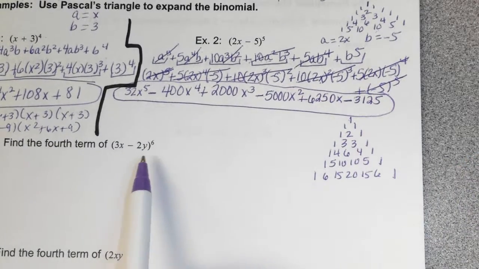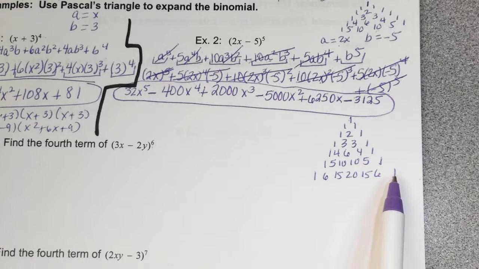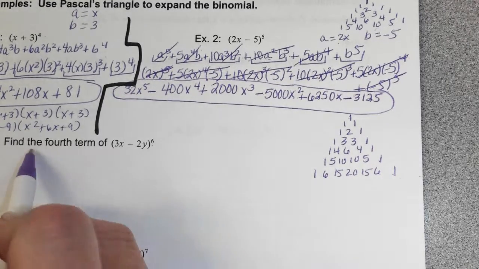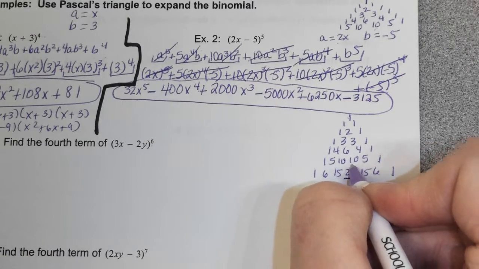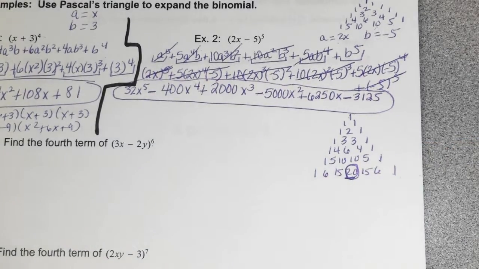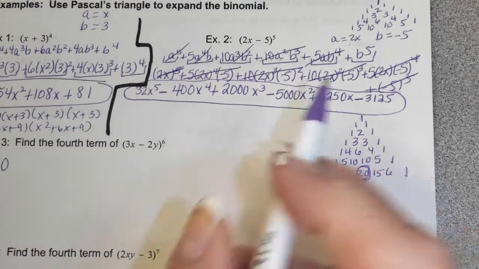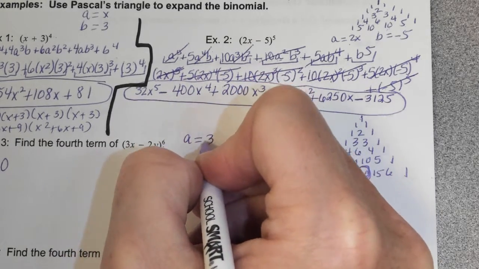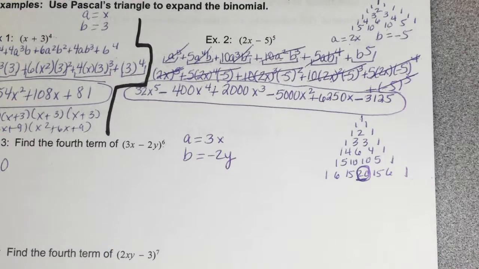Make sure you got all the numbers. If it's to the 6th power, how many terms should we have? 7. 1, 2, 3, 4, 5, 6, 7. We're good. Okay, all we're trying to find is the 4th term. This, 1, 2, 3, 4, this is the coefficient of that 4th term, 20. So I know I'm going to need a 20. For the 4th term, A is going to be 3x. B is going to be negative 2y.